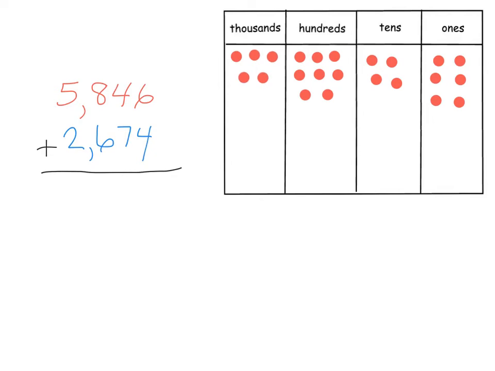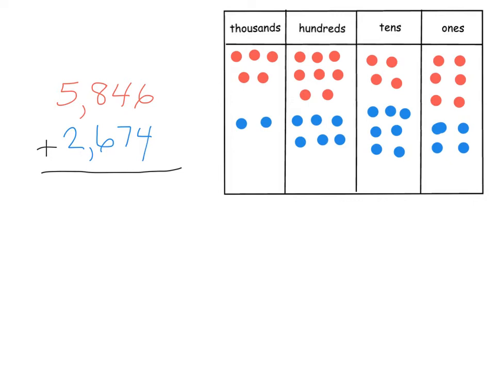My next number, 2,674, I have 4 ones, 7 tens, 6 hundreds, and 2,000. So looking at these two colors, you can see exactly how many thousands, how many hundreds, how many tens, and how many ones I have. This will give us our answer of what 5,846 plus 2,674 equals. However, let's see how we come to that when we're actually using the algorithm.